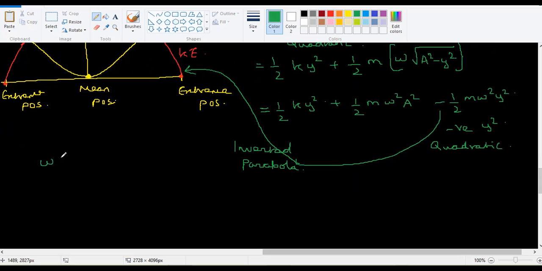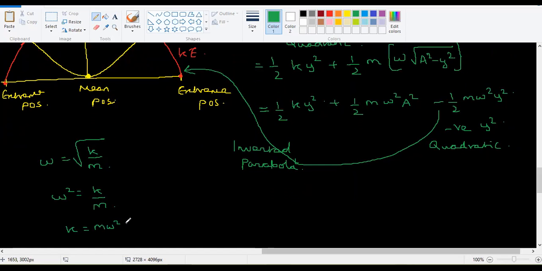Somewhere later on, we are going to study omega is equal to square root of k by m. So just hold on for this thought. Which means omega squared is equal to k by m. So k is equal to m omega square, which means I can write this as half m omega squared y squared plus half m omega squared a squared minus half m omega squared y squared.